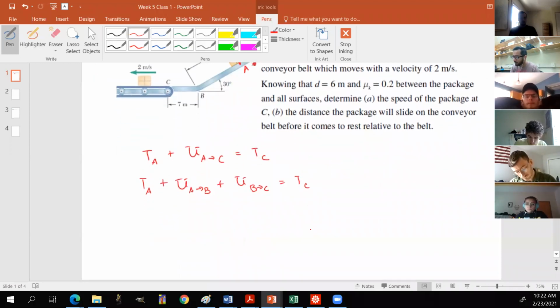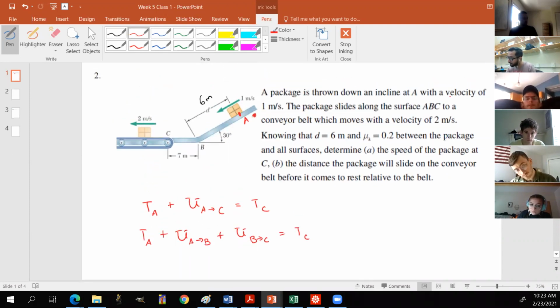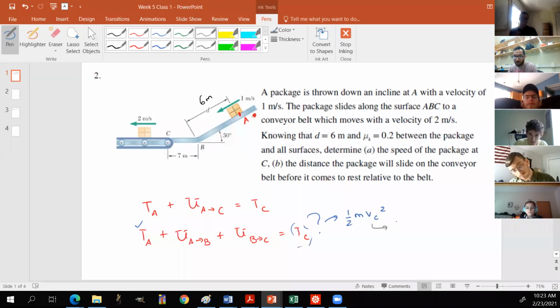These work done terms we'll have to find after looking at our free body diagrams, right? TA we know, because we know what the velocity is at A. We're told that it's 1 meter per second, so this is known. This is the unknown, because it's going to equal half m VC squared, and this VC is what we have to find, right? That's part A of your question. These terms we can figure out pretty easily using Newton's second law.